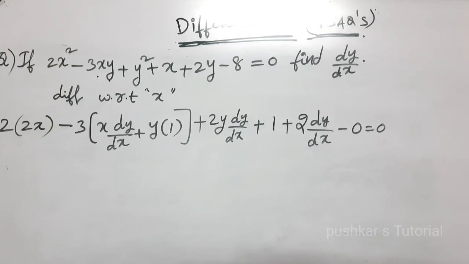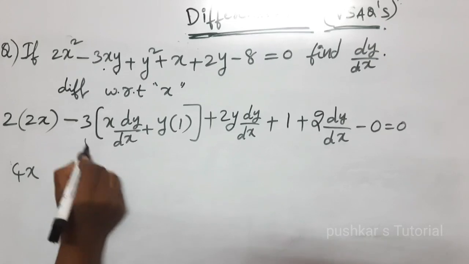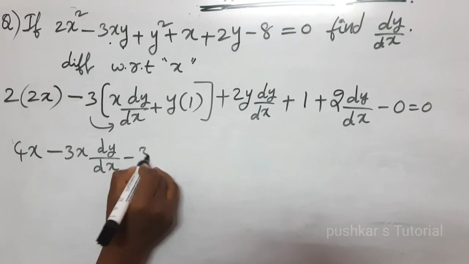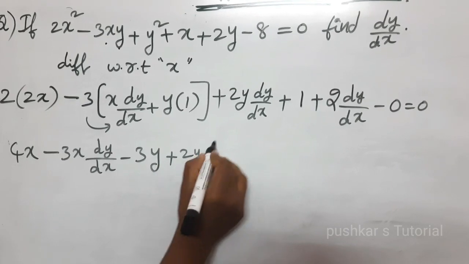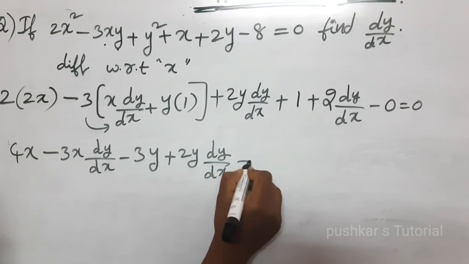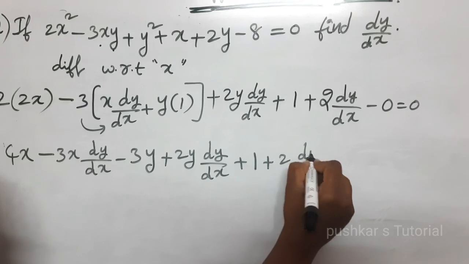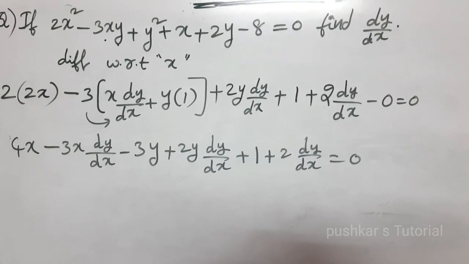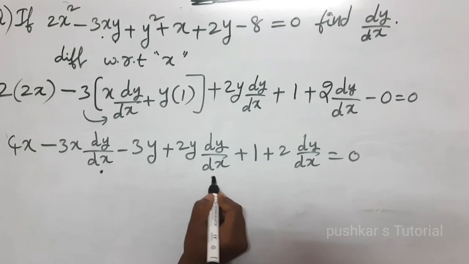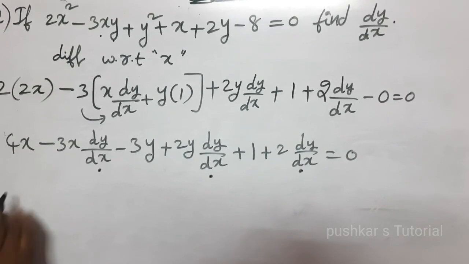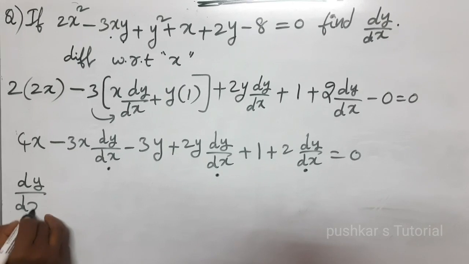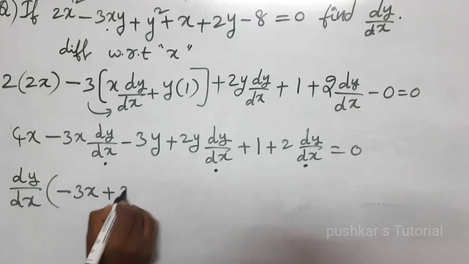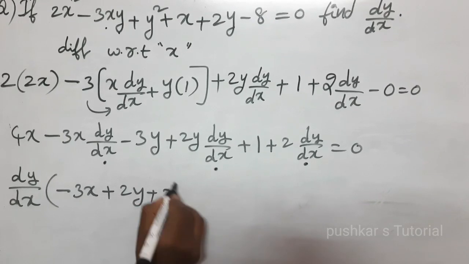Next, 4x, minus 3x dy by dx, minus 3y, plus 2y dy by dx, plus 1, plus 2 dy by dx is equal to 0. Now we need to find dy by dx. So wherever dy by dx is there, take it common. What will be here? dy by dx, what is left out? Minus 3x plus 2y plus 2.